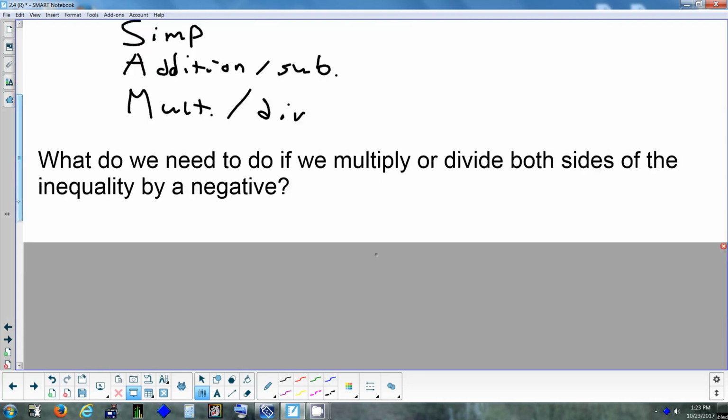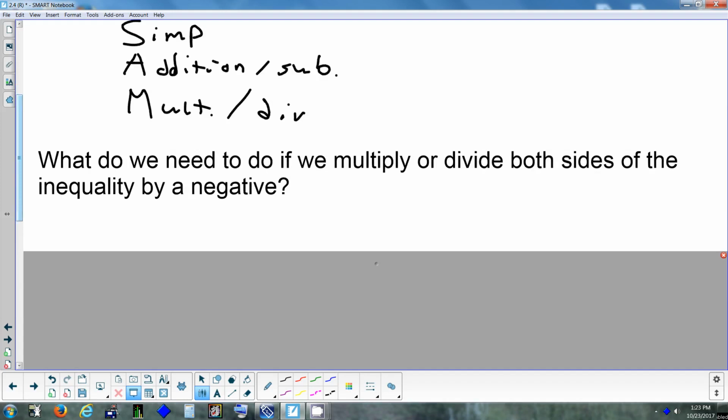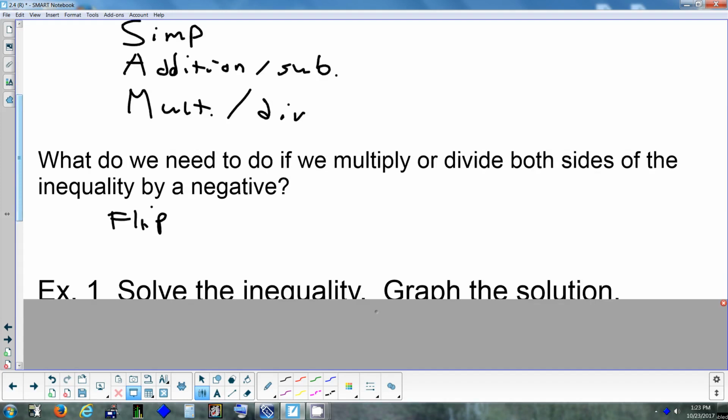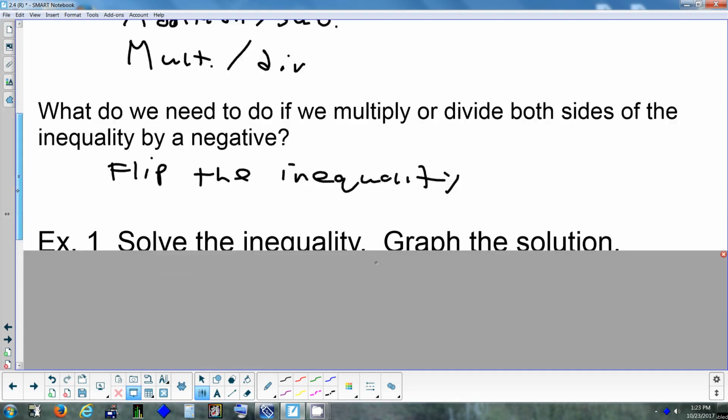What do you do if you multiply or divide both sides of an inequality by a negative? Something has to happen. The sign switches. Flip the inequality. Those rules are exactly the same as what we did last week. Even though it's multi-step, you still flip the inequality if you multiply or divide by a negative.